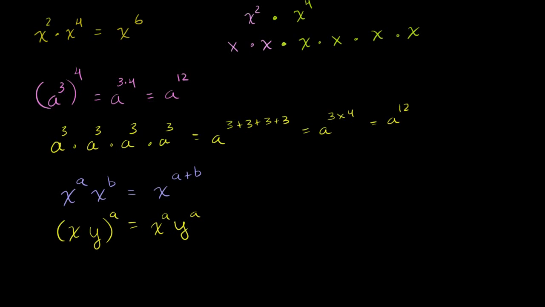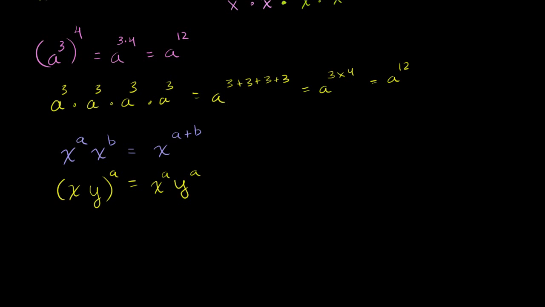And then the last property, which we just stumbled upon, is if you have x to the a, and then you raise that to the bth power, that's equal to x to the a times b. And we saw that right there. A to the third, and then raised to the 4th power, is the same thing as a to the 3 times 4, or a to the 12th power.